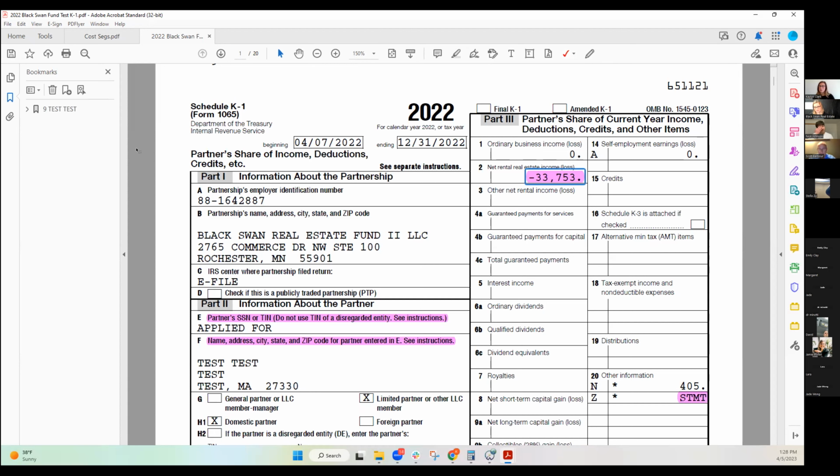This is a really good one because it's a common misconception with investors. So this is great to clarify. In your example, on a 100K deposit, the loss on the K-1 says negative 33,000.